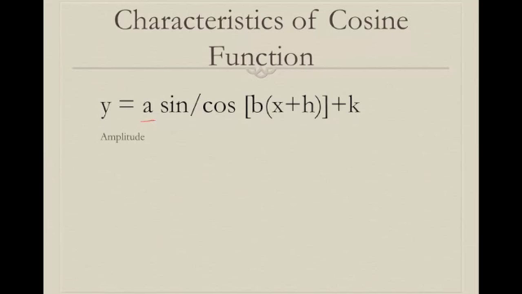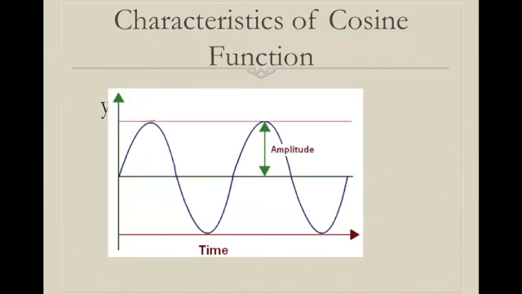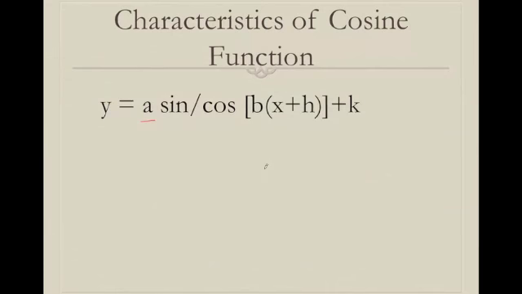Amplitude is half the difference between the maximum and minimum values of a sinusoidal function. Note the amplitude is always positive. So looking at this graph, we can see what the amplitude is. From here to here, that's our amplitude. Then we'll know if it's sine or cos depending on what the question is asking for.